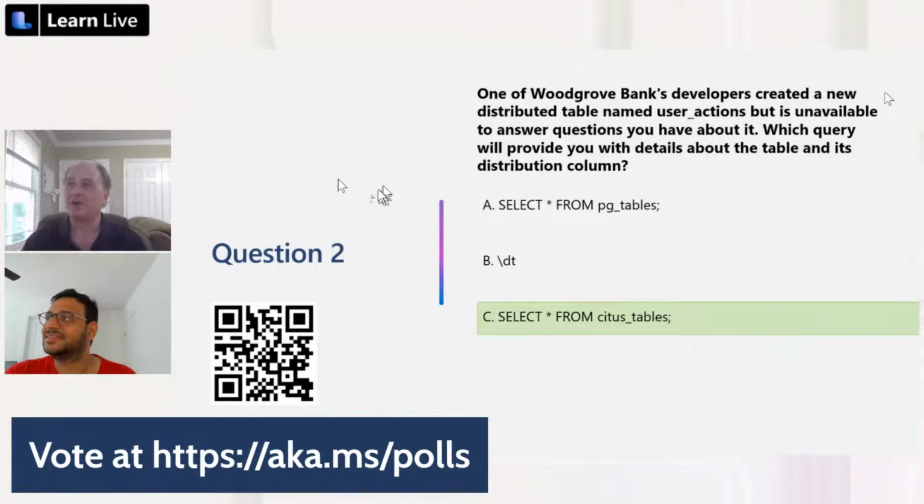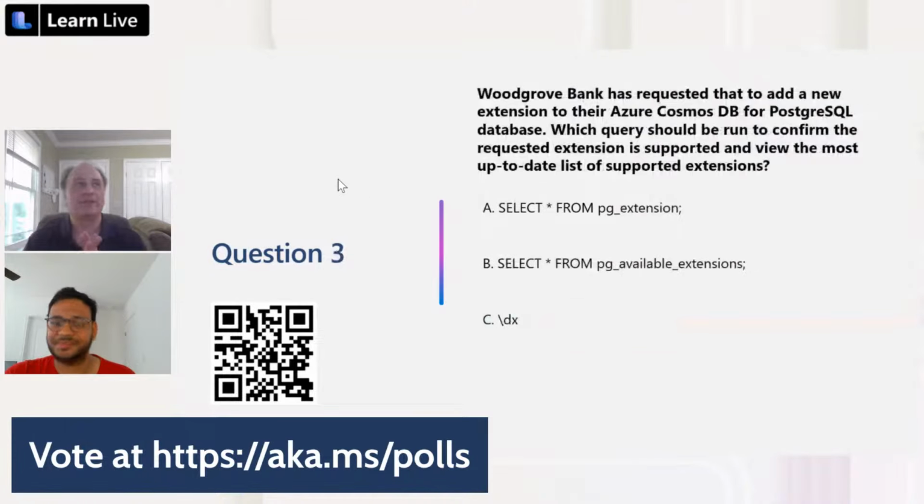All right, let's go to the next question, number 3. Woodgrove Bank has requested to add a new extension to their Azure Cosmos DB for PostgreSQL database.